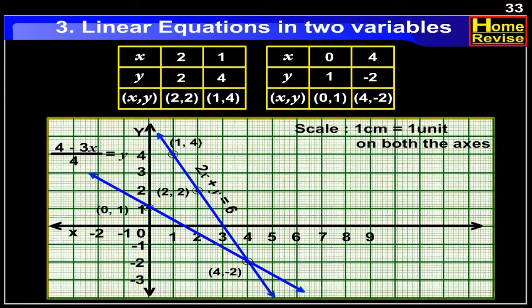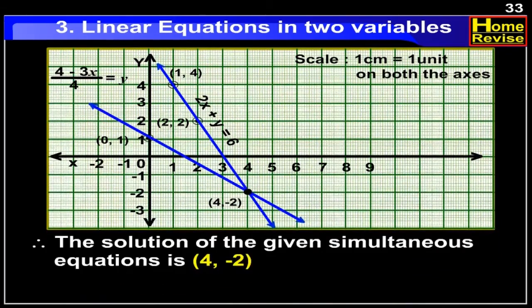You can see in the graph the lines intersect at point 4, minus 2. Therefore, the solution of the given simultaneous equations is 4, minus 2. That is, x is equal to 4 and y is equal to minus 2.